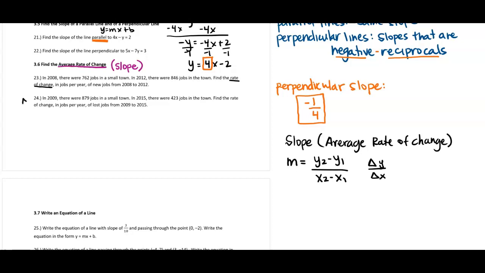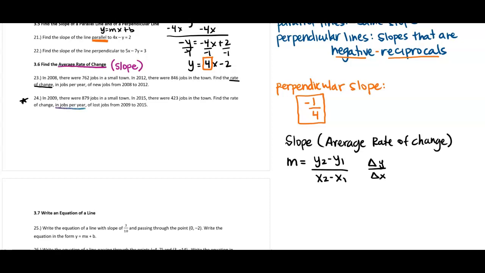All right, so now let's look at number 24. All right, so this one you've got to read really carefully because there's going to be something here that you've got to really notice. Okay, so in 2009, there were 879 jobs in a small town. In 2015, there were 423 jobs in that town. Find the rate of change, and then this is the part I want to make sure that you're thinking of here, in jobs per year, right? Lost, right, because it went down from 2009 to 2015.